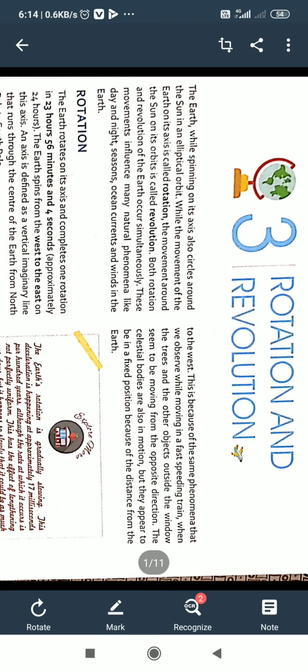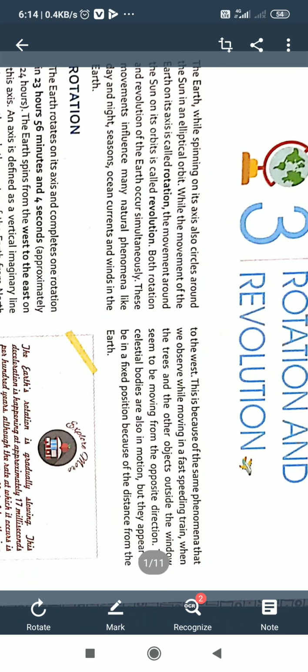Today I will teach standard ninth, third chapter, rotation and revolution. It means the motion of the earth I will teach. Students, please listen to me carefully. Before that, I am going to tell you something about the movement of the earth. Earth, while spinning on its axis, also circles around the sun in an elliptical orbit.